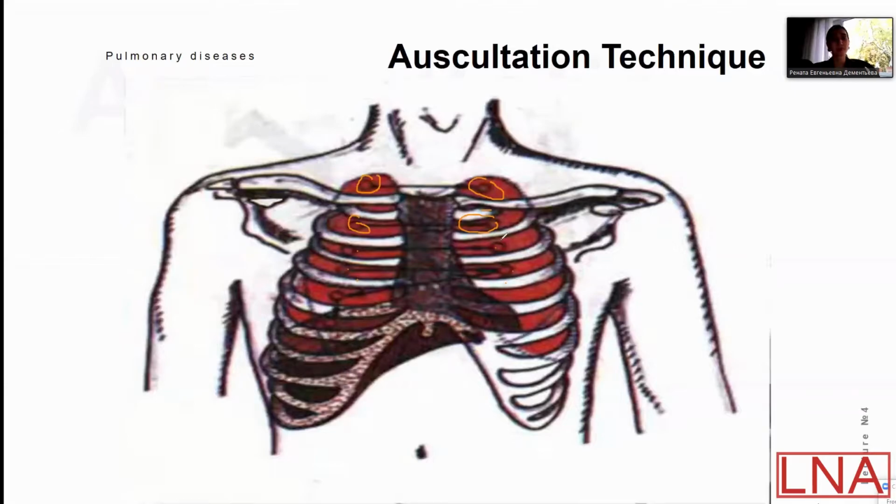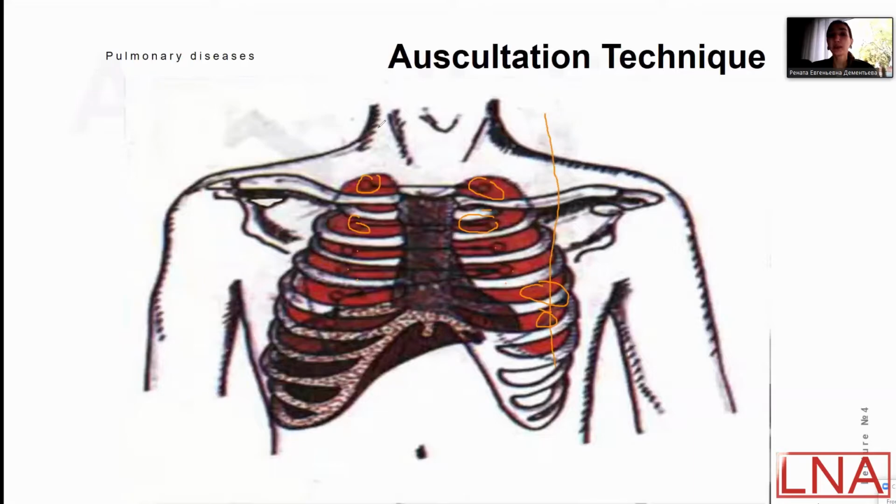Look, from the left side you can skip the last two intercostal spaces, because the heart is there, but you can move the position of the phonendoscope a little. You can continue auscultation along the mid-clavicular line on the left side, and on the right side you can continue to the level of the sixth intercostal space. These are the points for auscultation on the anterior part of the chest.